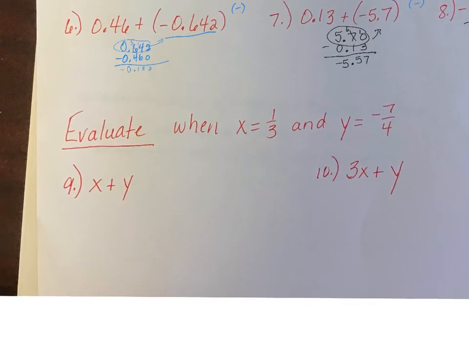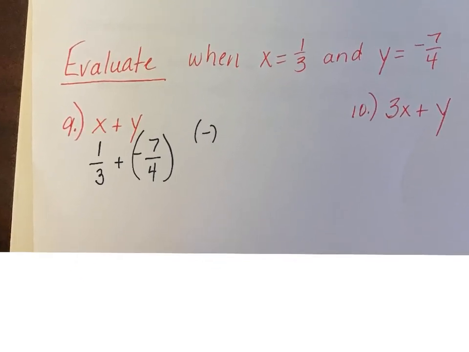Evaluate x plus y. That's an algebraic or a variable expression. Do we know what x is? Yep, it's 1/3. So we're going to write down 1/3 plus y is -7/4. So write that down. Are we really going to be adding these or subtracting them? If you look at the numerator, like just forget the denominators, 1 plus -7, you're really subtracting. Now, let's get a common denominator. Common denominator is 12. 3 times 4 is 12.